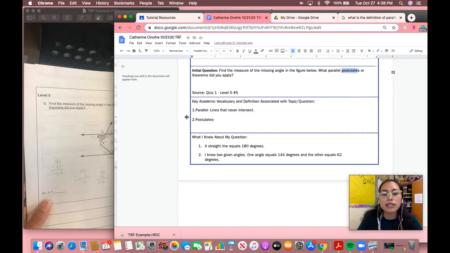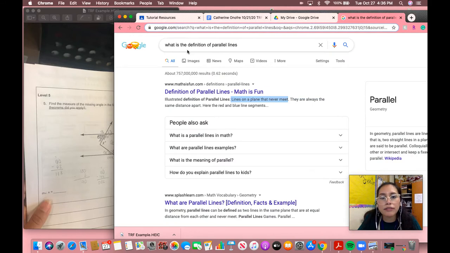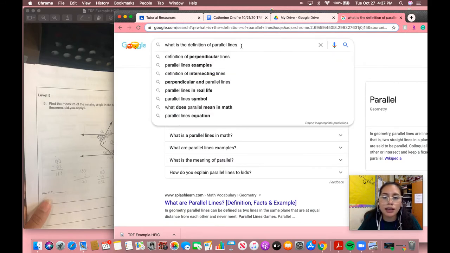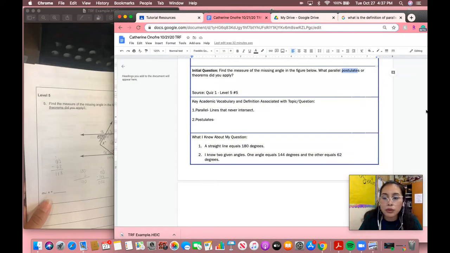All right, and you would do the same thing with number 2. You would look up the word postulates. Now, if it's a math definition, you would actually put in on Google or wherever you're searching, what is the definition of postulates in math? So that'll narrow down the options because some of them just don't make sense with the definitions that we're looking up.